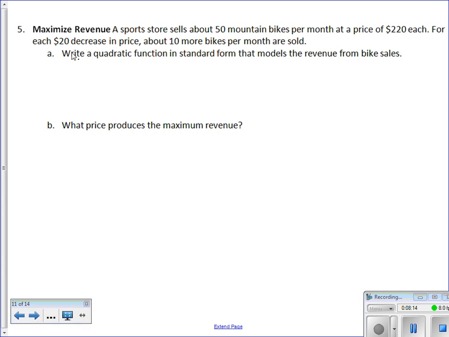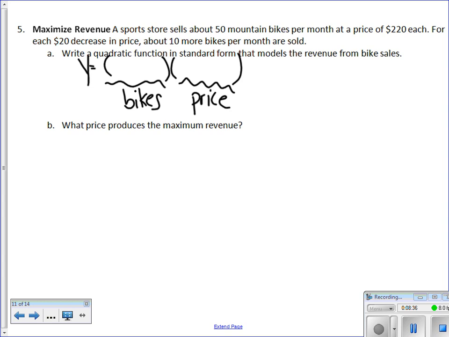So here's how these get set up. We're going to make two parentheses. So it's going to start in intercept form. The first parenthesis I'm going to use to represent bikes. So anything pertaining to bikes is going to go in there. And then in my second parenthesis, I am going to put price. So I'm going to let x represent how many times I'm decreasing.